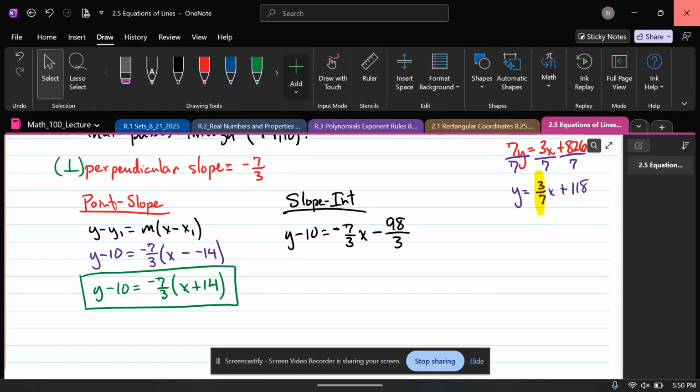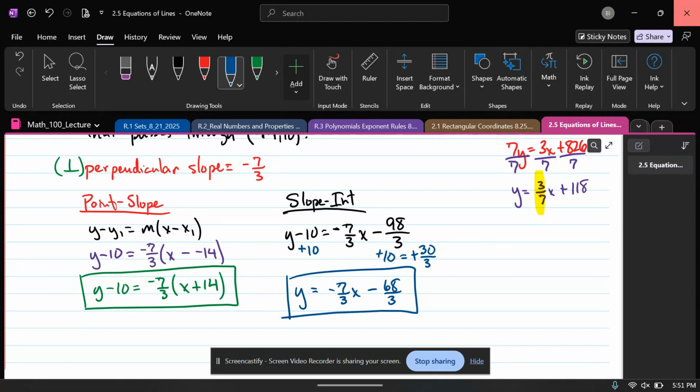Add the 10. Plus 10. 10 is equivalent to 30 over 3. So I'm adding 30 over 3. So that's going to be y is equal to negative 7/3 x minus 68 over 3. And there's my slope intercept form in that equation. That wasn't too bad.